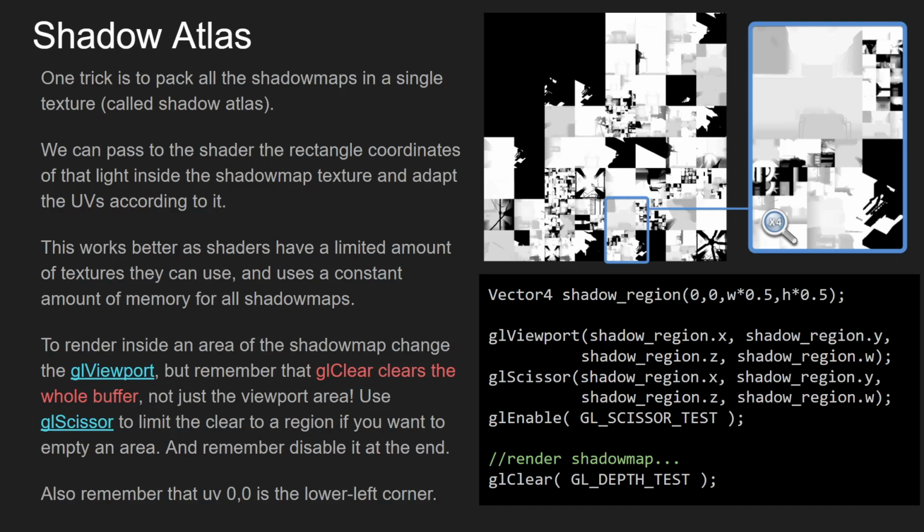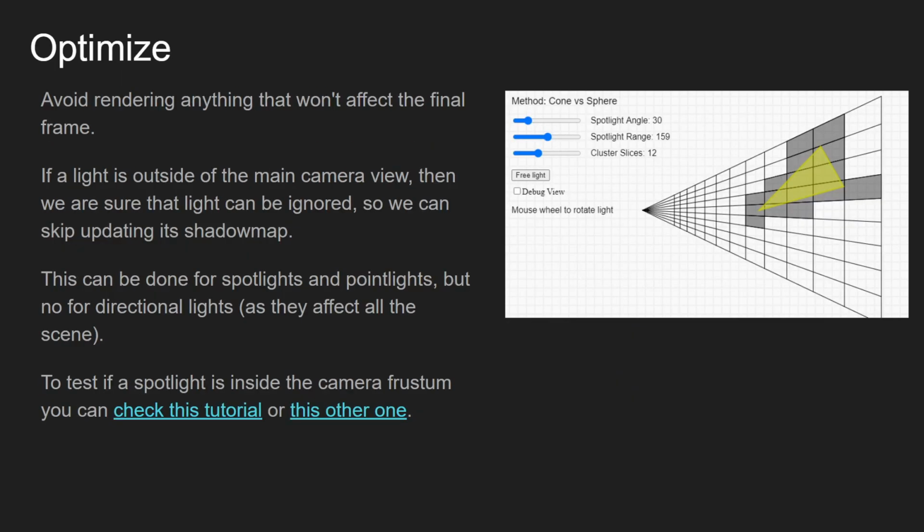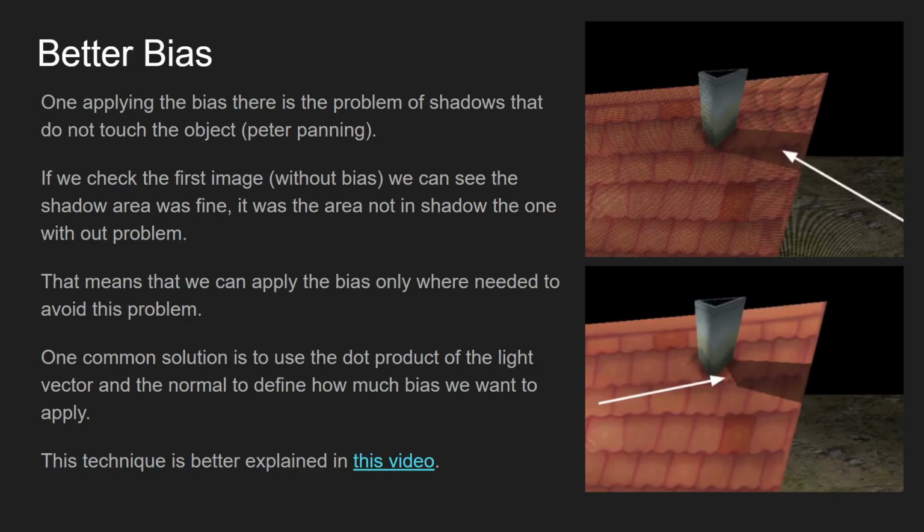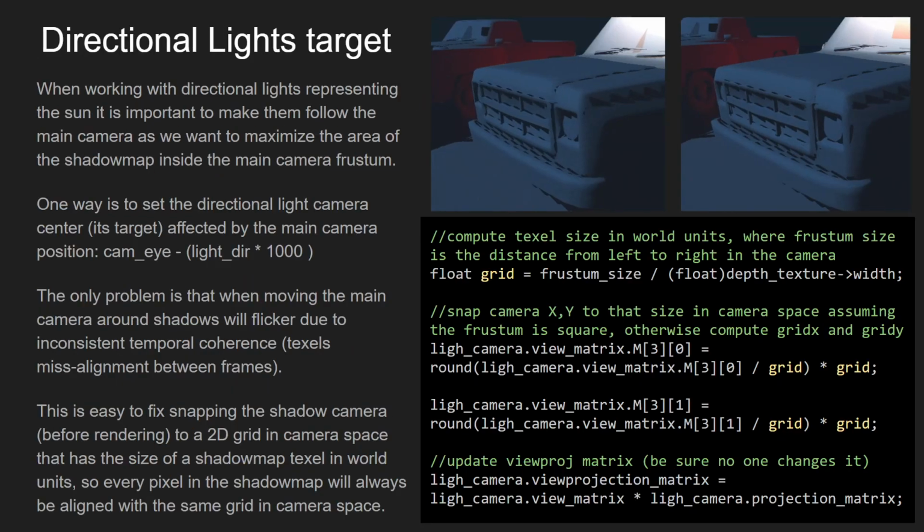Having one single shadow map makes all the code much simpler because you don't have to be passing a lot of shadow textures constantly. Here is more information about optimizations, how to detect if lights are outside or inside the view, stuff like that. And the bias, how to solve the bias problem.